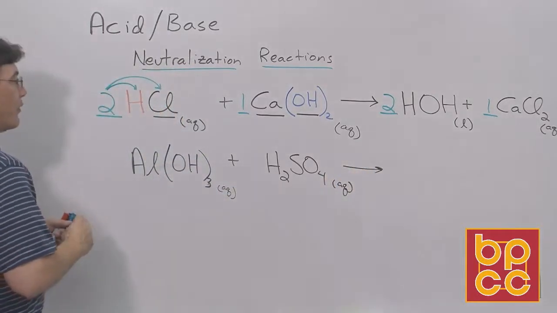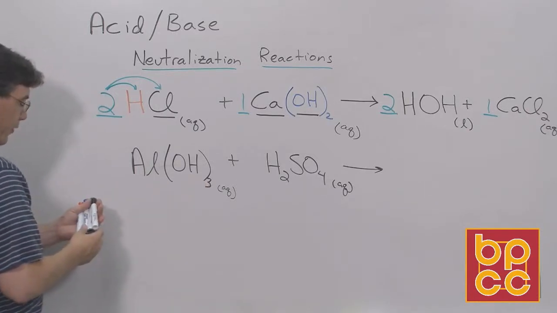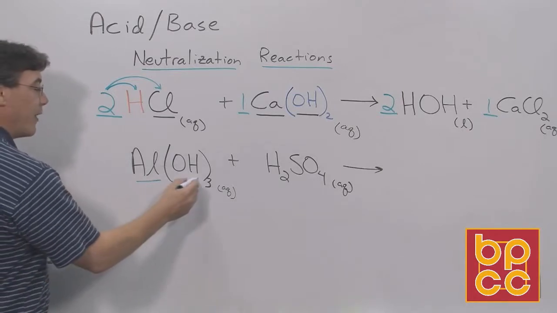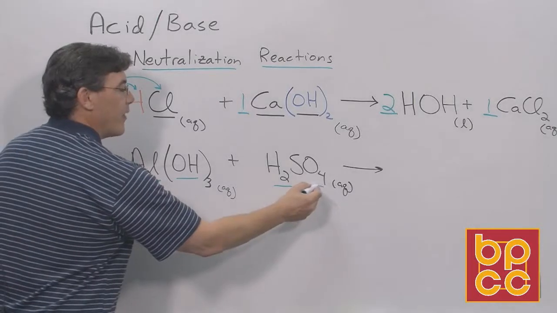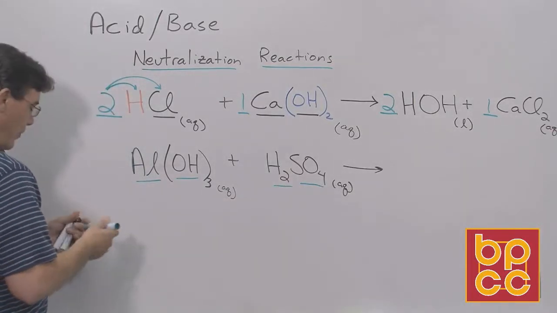Again, first thing we want to do is identify the 4, call them square dancers, I guess. So first we have the aluminum, we have the hydroxide, we have the hydrogen again, and in this case we have the sulfate ion. Okay, so those are the 4 dancers.